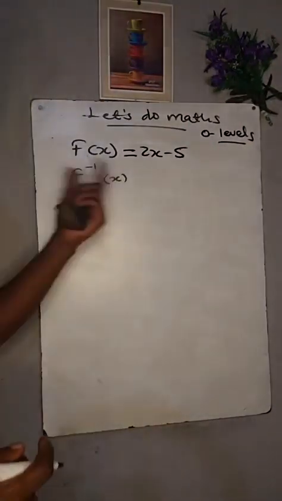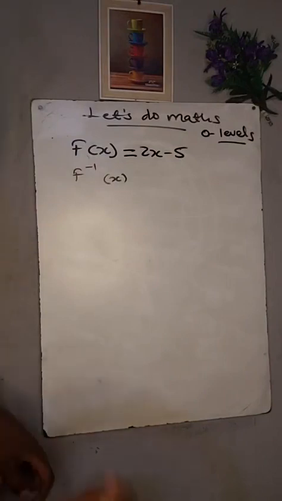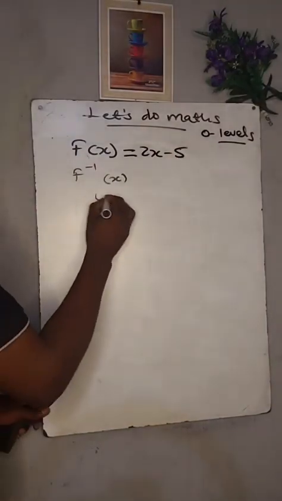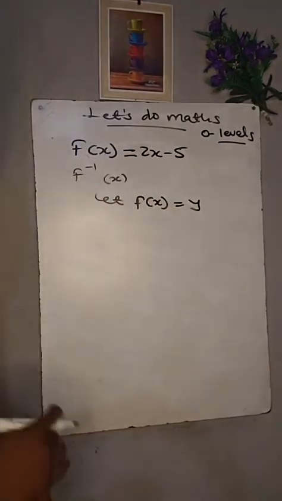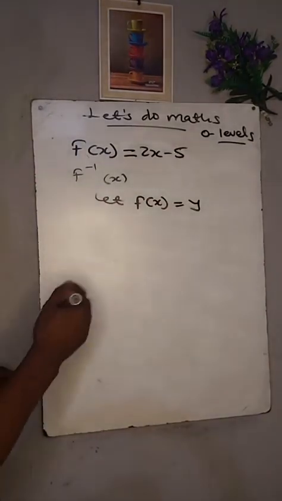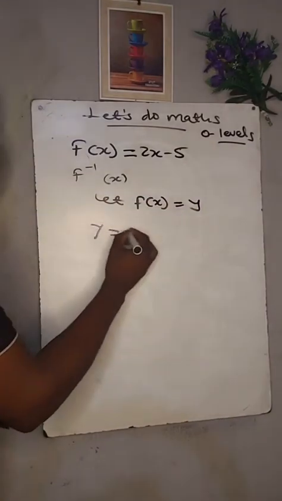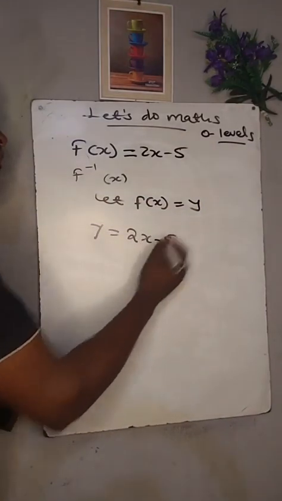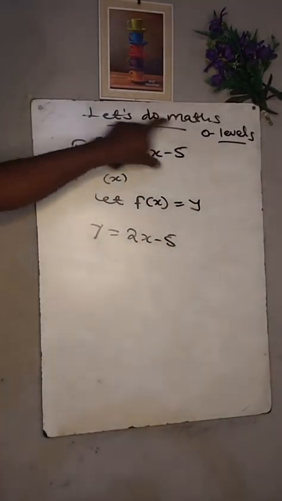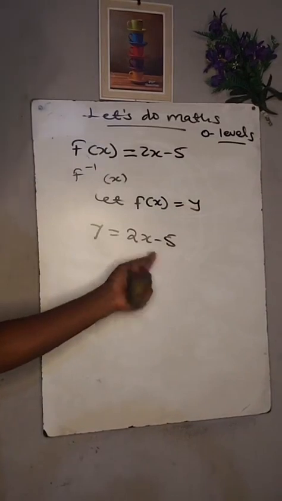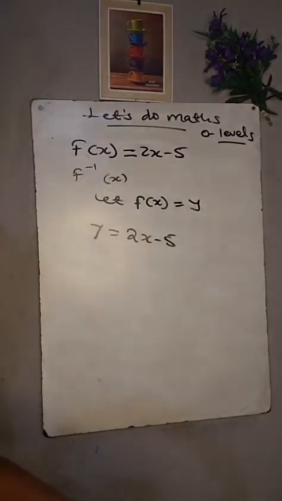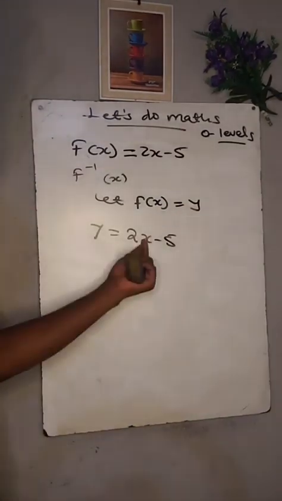It's the same function. All right, so we're going to say, let f of x be equal to y. Then where there's f of x, we put y. So y is equal to 2x minus 5. Now, since we want to change this function into its inverse, what we are going to do next is to make our x to be the subject of the formula. We're going to make that x to be the subject of the formula.